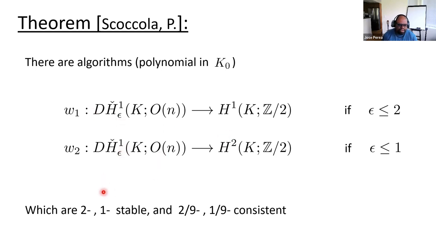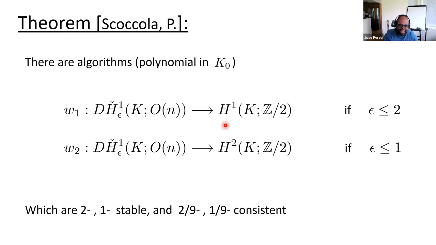But the main point is that these two maps are stable in the sense that if two things in the domain are close, then the images in cohomology are the same, right? So we again have some resistance to noise, and consistency here means that if epsilon is small enough, in this case less than 2/9 or 1/9, then we compute the Stiefel-Whitney class of the underlying vector bundle of the real one that is being shifted by the noise.